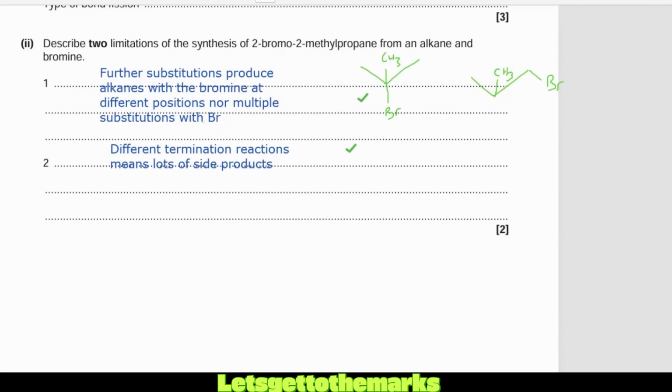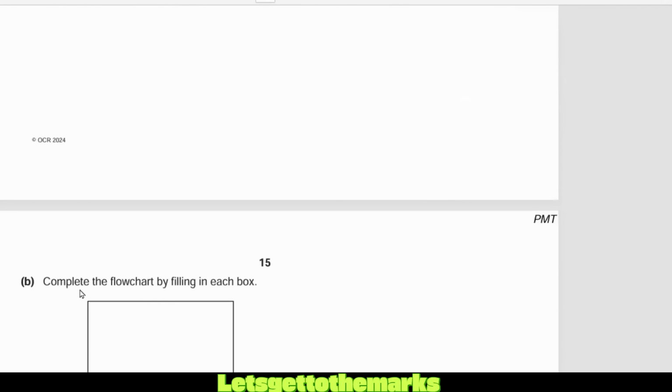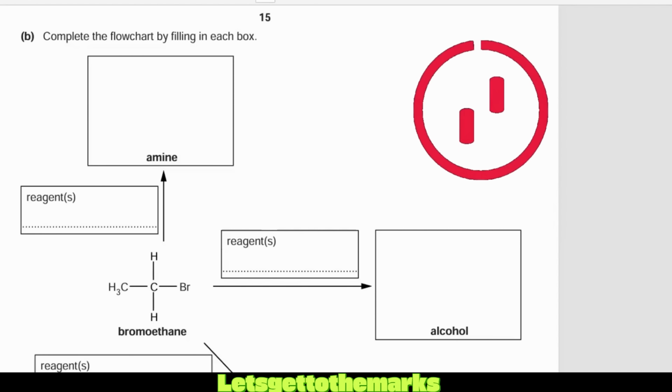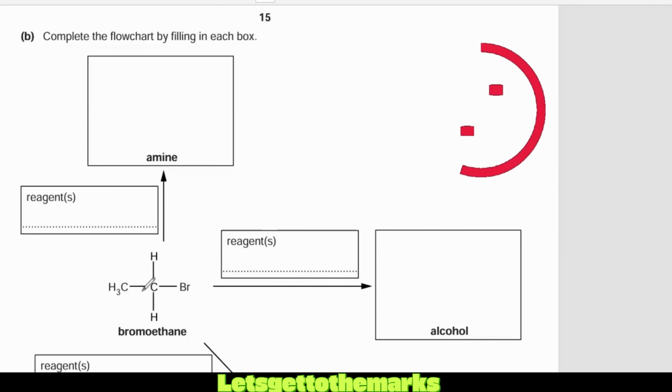And so for this next part of the question, what you've got to do is complete the flow chart below by filling in each box. Why don't you pause the video and have a go at these first 2 boxes worth 4 marks. So how do you go from bromoethane to an amine and what's the reagent? And how do you go from bromoethane to an alcohol and what's the reagent? Pause the video, have a go now on some scrap paper, and then unpause and watch the explanation.